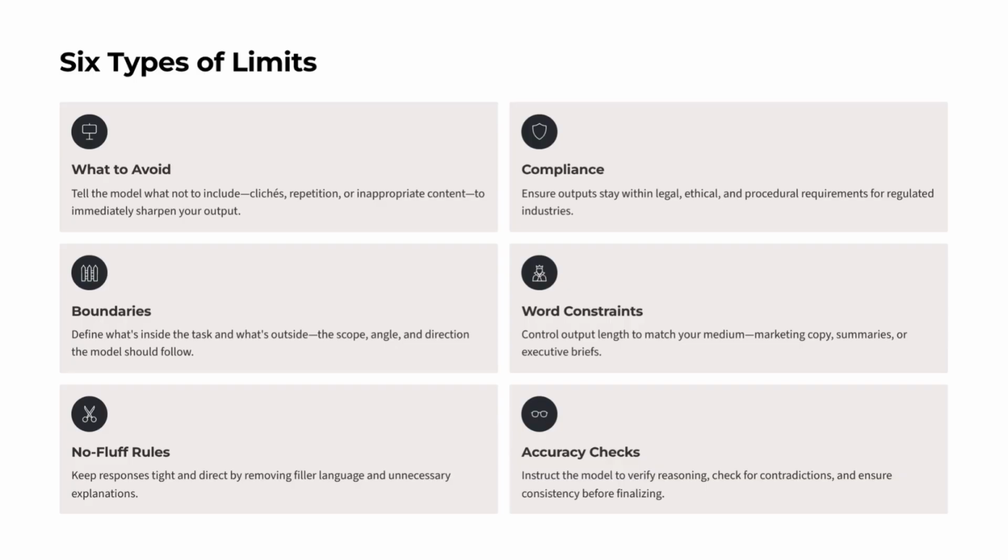The third is boundaries. Boundaries define what's inside the task and what's outside, the scope, angle, and direction the model should follow. The fourth is word constraints. These control the output length so it matches your intended medium, such as marketing copy, summaries, or executive briefs. The fifth is no fluff rules. These keep responses tight and direct by removing filler language and unnecessary explanations. And the sixth is accuracy checks. These instruct the model to verify reasoning, check for contradictions, and ensure consistency before finalizing the output.